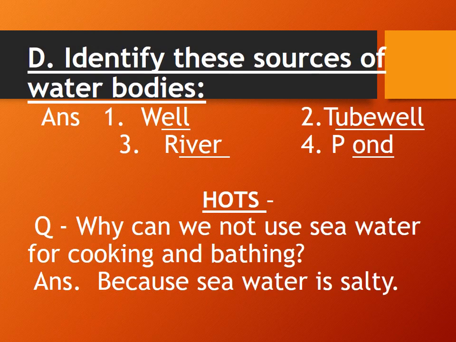Part D. Identify these sources of water bodies. Number 1 is well. Number 2, tube well. Number 3, river. And number 4, pond.